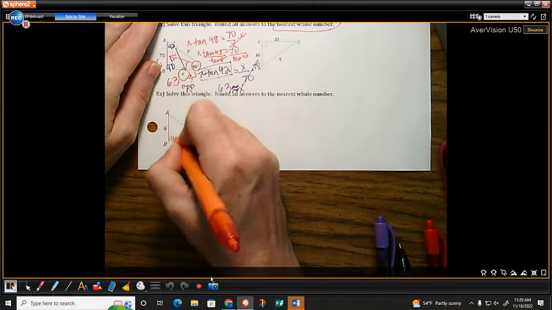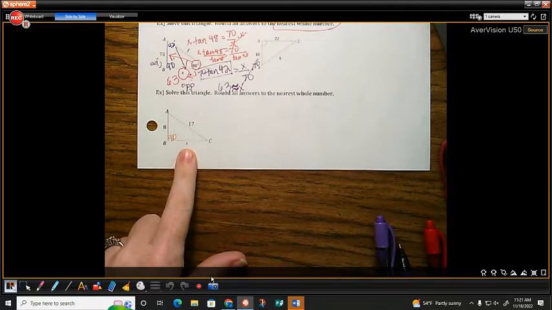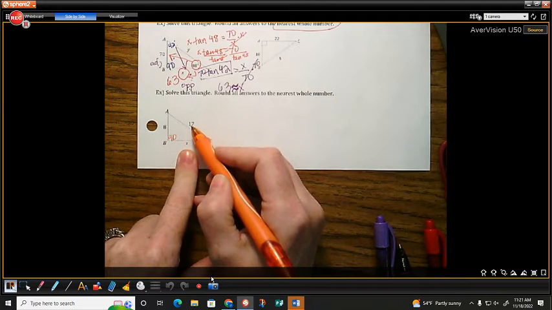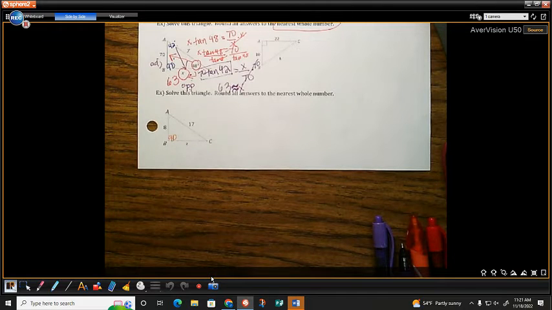Okay, I've got this angle's 90. I don't know the other two. What's something I can find? Could I find this side? I've got two sides of a right triangle. What formula can I use? Do I know it's 30, 60, 90? No. Do I know it's 45, 45? No.